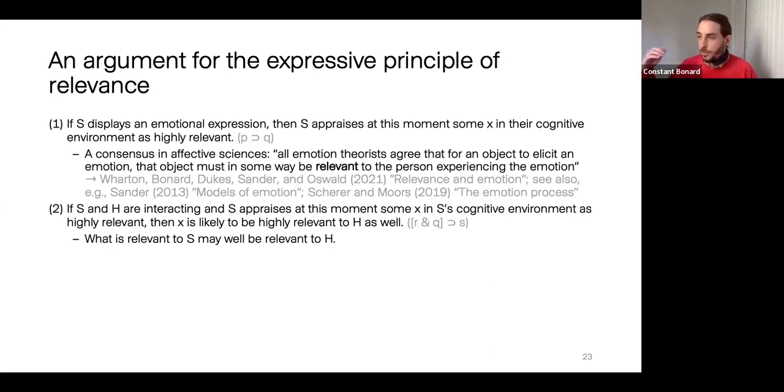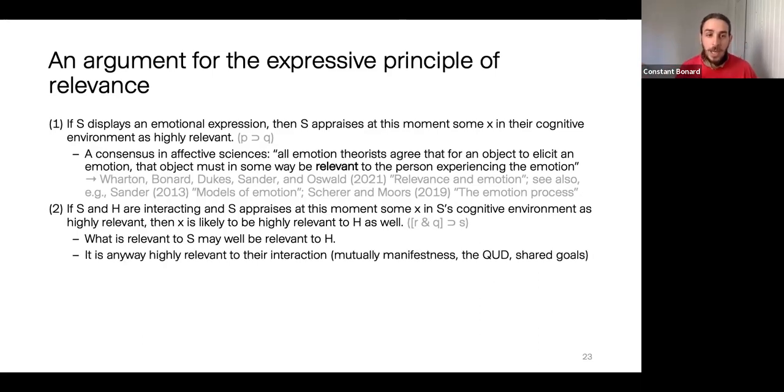But even if it's relevant to you but not relevant to me, it's going to be highly relevant to our interaction. Because if you appraise something as highly relevant to you during our interaction, it's going to change what is manifest to you at this moment. You're going to concentrate your attention on that. This may probably change the question under discussion in our interaction. It will probably change also our shared goals. You may want to escape, or you may want to watch the basketball game, or things of that sort. So our interaction will be modified because this event is relevant to you. So even if it's not directly relevant to me, it's going to be relevant to me because of how it modifies our interaction.